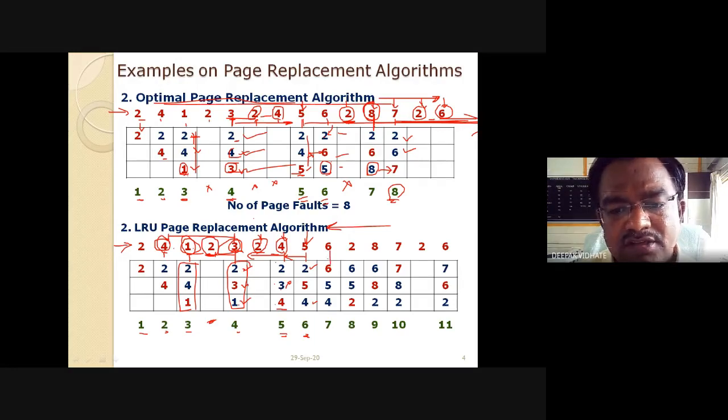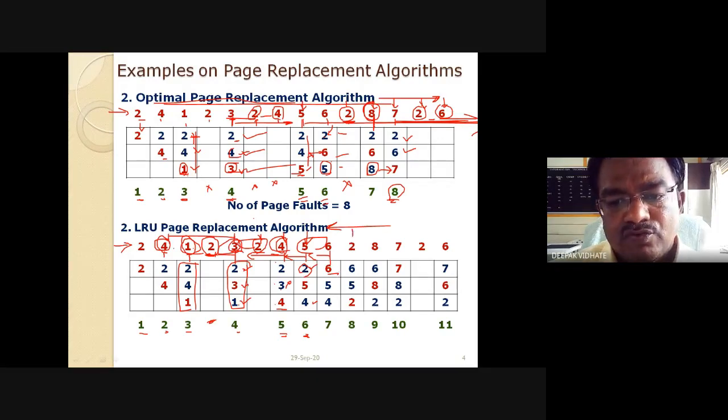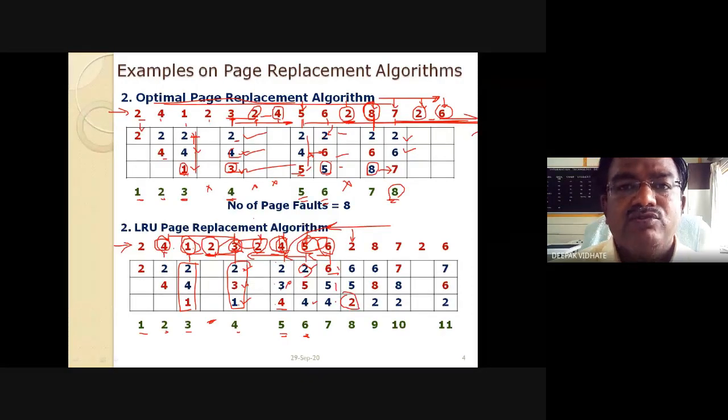Same case for 6. Again, look in the backward direction. 5 is used here, 4 is used, and 2 is here. So instead of 2, I am replacing it with 6. Now for 2, again the question: compare between 6, 5, 4. 6 is here, 5 is here, so 4 is at a very large distance. So 4 is replaced with 2. That is looking into the past. Compare which is the page that is the longest from the current page, and that is to be replaced straight away.